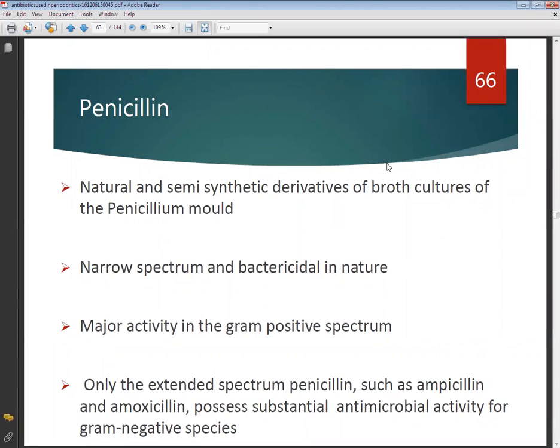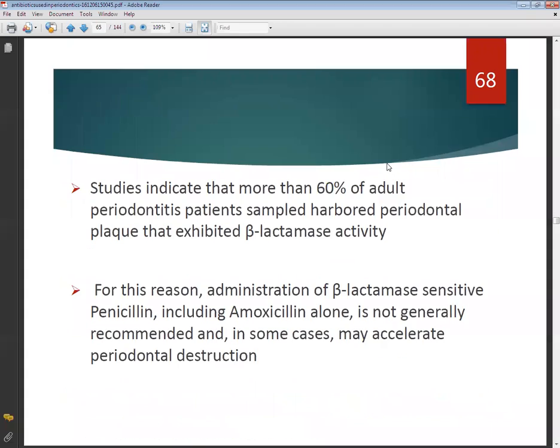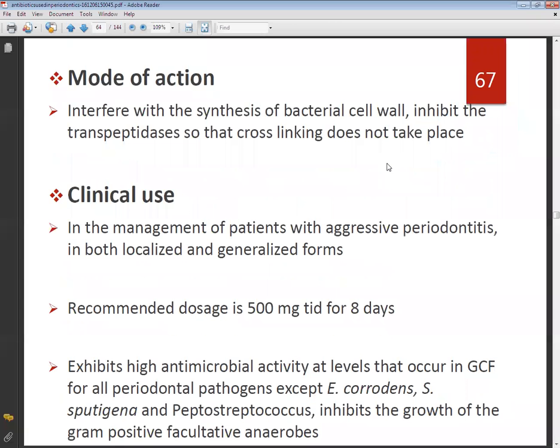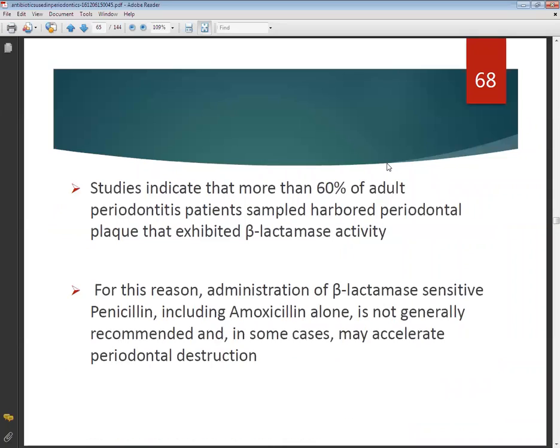The next drug is penicillin. Penicillin is obtained naturally. It is a narrow spectrum antibiotic and it is bactericidal in nature. It is used against gram positive as well as gram negative bacteria. The mode of action of penicillin is that it inhibits the synthesis of the bacterial cell wall. Clinical use is in aggressive periodontitis, both localized as well as generalized. The recommended dose is 500 milligram TID for 8 days.